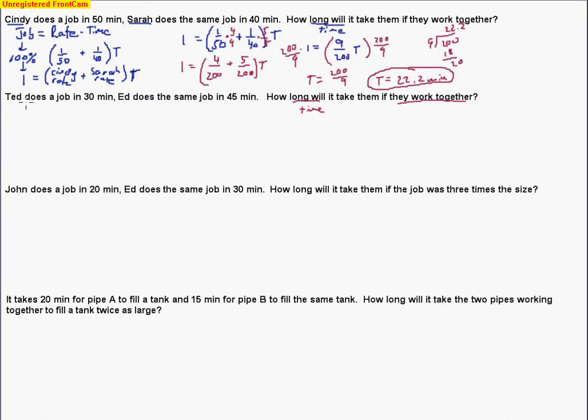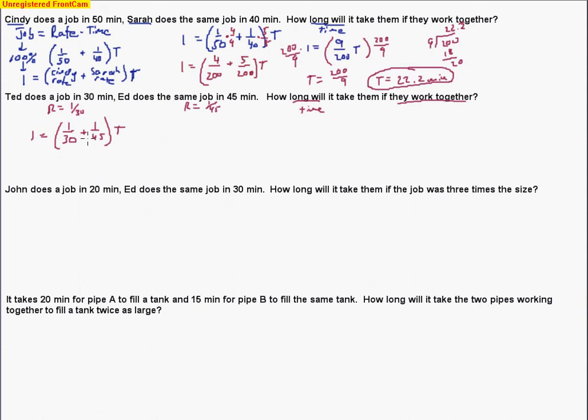Well, Ted's rate is 1 out of 30. That's his rate right here. And Ed's rate, well, his is 1 out of 45 parts get done each minute. Ted does a little faster. 1 out of 30 parts gets done each minute. After 30 minutes, Ted's done. After 45 minutes, Ed's done. Well, together they're going to do it faster because we're adding the rates together. Finding out how fast they can do it together, you have to find their combined rate.